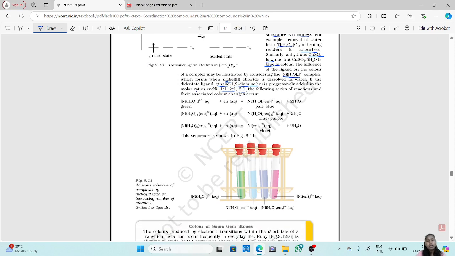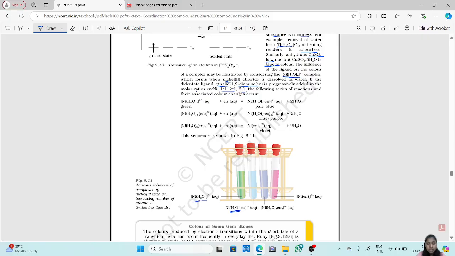Now, nickel in the presence of H2O as a ligand is greenish in color. When I remove that, it is plain in color, but the moment I start adding the en molecules, it will change its color to purple and lastly to pink. These are the color changes.